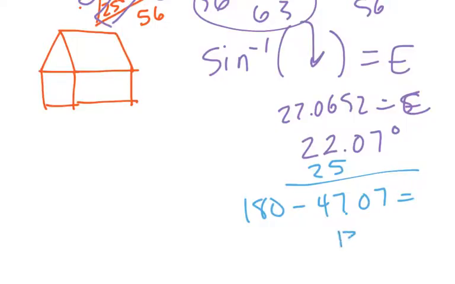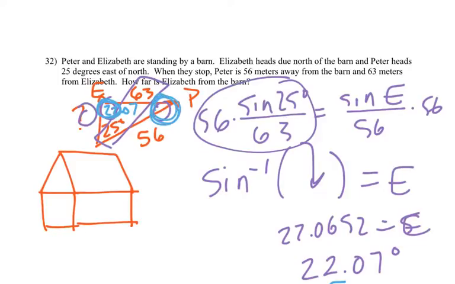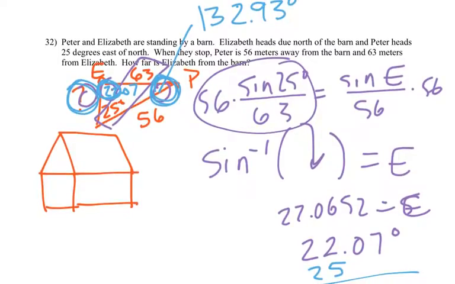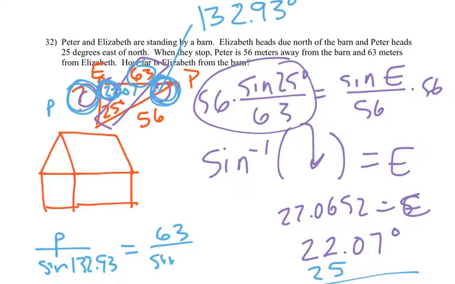We get 132.93. So this angle right here is 132.93 degrees. So now to get this side, we use the law of sines again. So I go, we'll call that little p, little p over the sine of 132.93 degrees is equal to, we'll use our original, 63 over the sine of 25 degrees.